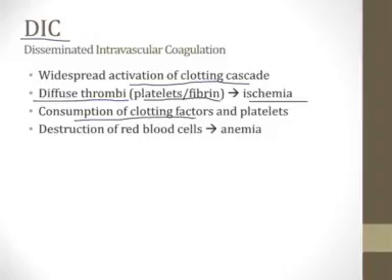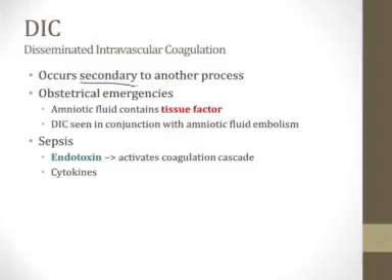So as we will see, the PT and the PTT get very prolonged in DIC. In addition, the platelets are consumed much like they are in TTP, and you get low platelets. And then finally, because of the clots formed in small blood vessels, there is microangiopathic hemolytic anemia and destruction of red cells.